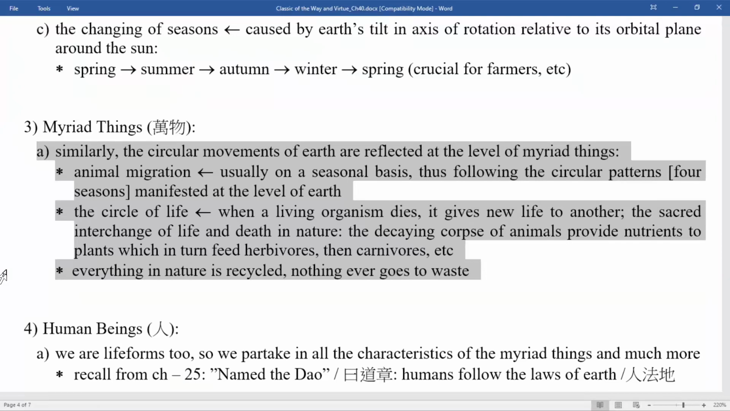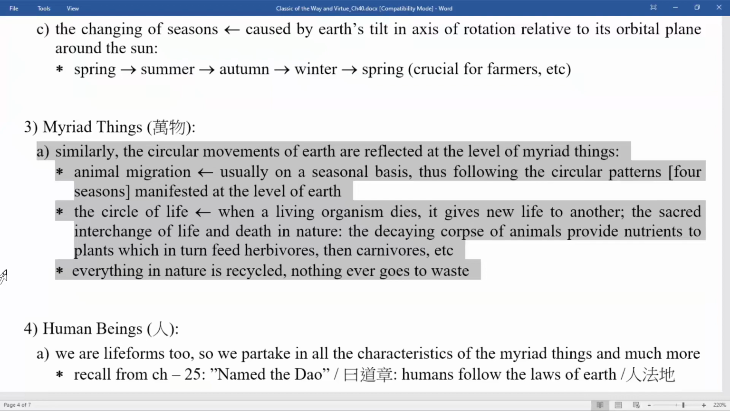So everything in nature is recycled. Nothing ever goes to waste. That's the awesome thing about nature, right? It recycles everything. Unfortunately, in our artificial human world, we don't recycle things. So that's why we end up with a huge problem of garbage, waste, etc.